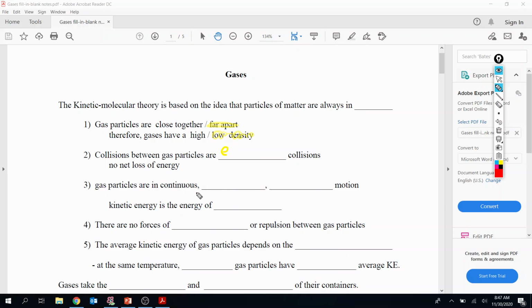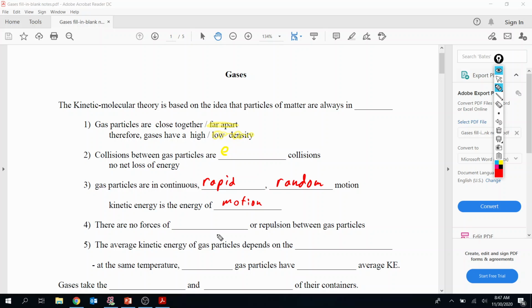Gas particles are in continuous, rapid, and random motion. Okay, now we need to look at number 3 for this one. This is a little tricky. And of course, kinetic energy is energy of motion.